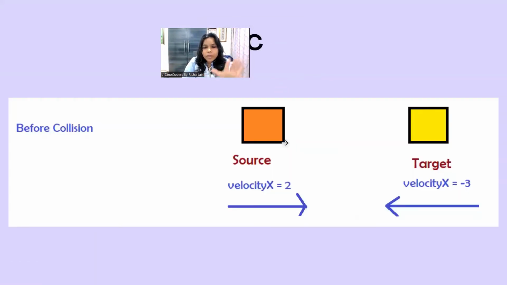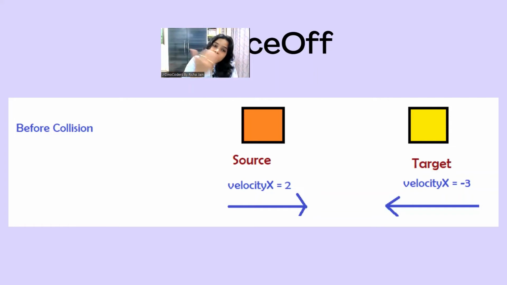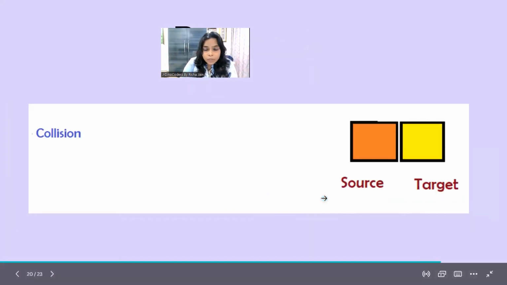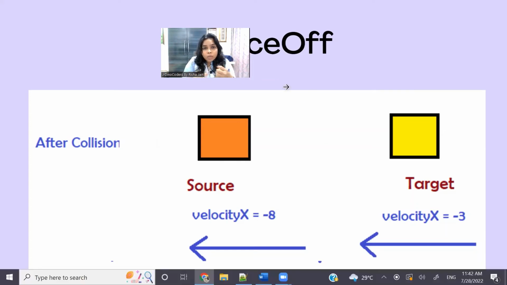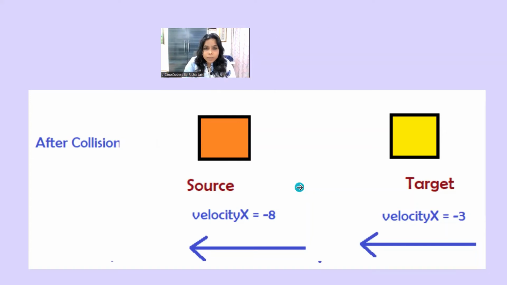So what is this bounce off? In bounce off also, let's assume that we have a source and a target. Source is going in the right direction with velocity x of 2 and the target is going in the left direction with velocity x of -3. Both of them collide. So what will happen after collision? After collision, source starts going in the same direction as the target, but its speed is multiplied. Initially its velocity was only 2, but now it has been multiplied and it becomes -8. Let's see it in one complete picture.